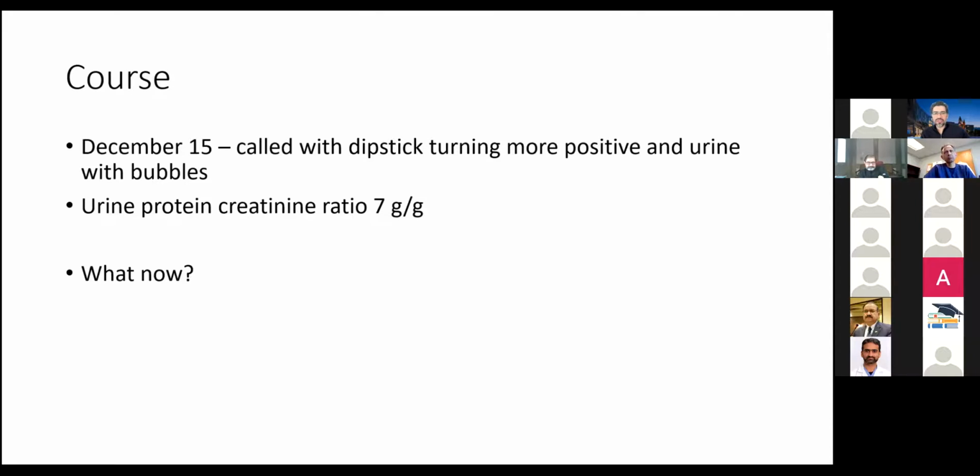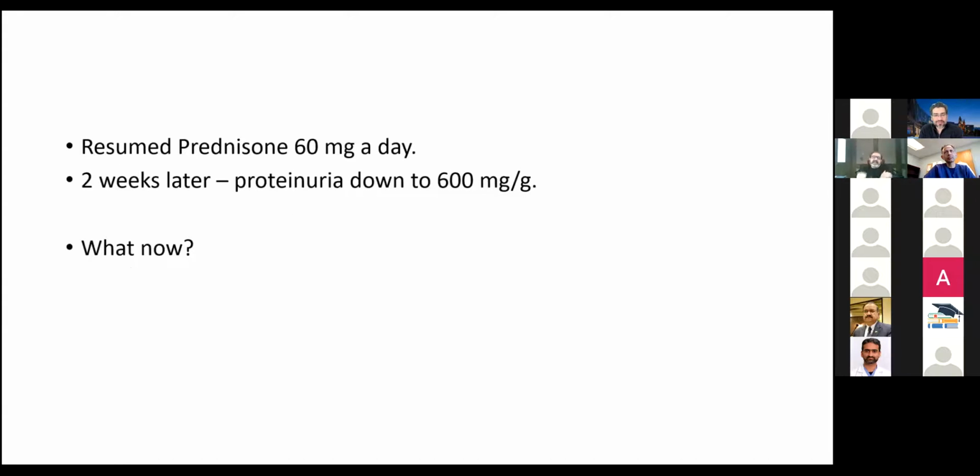So we treated her, so the prednisone, this was the first course. Should we just go back to prednisone again and try like the full 6 months? Yeah, so she doesn't like steroids. Oh yes, that's true. Doesn't like steroids, but we did do that. We put her back on steroids. She started on 60 milligrams a day. And 2 weeks later, her proteinuria was back down to 600 milligram per gram. So very, very quick response. What do you guys want to do now?